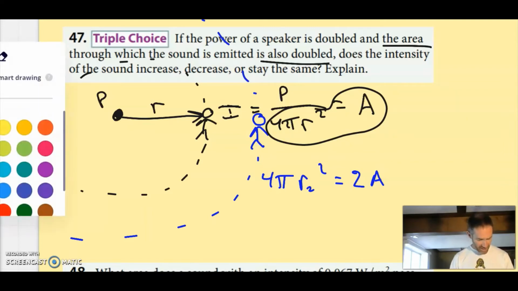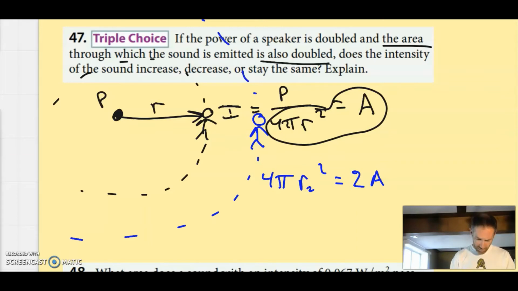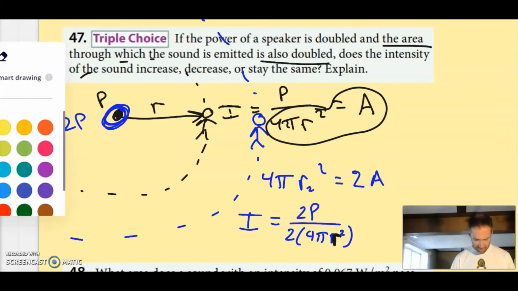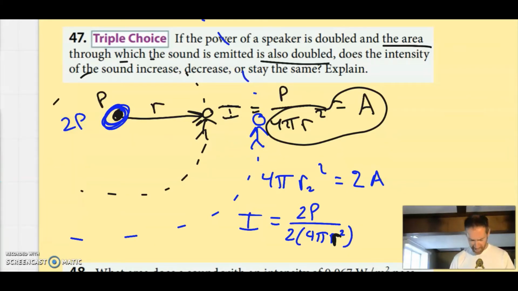Now how much intensity do I have out here at the blue circle? Well, I am going to double the power like they said. So now we've got a bigger source, 2P. I have 2P in the numerator, and now I have double the area, so I have 2 times 4 pi r squared. Just to keep this color coded, that r is the black r in the first place. The 2 is coming from them telling me that the blue one is twice as big, so it's twice as much area as I had before.